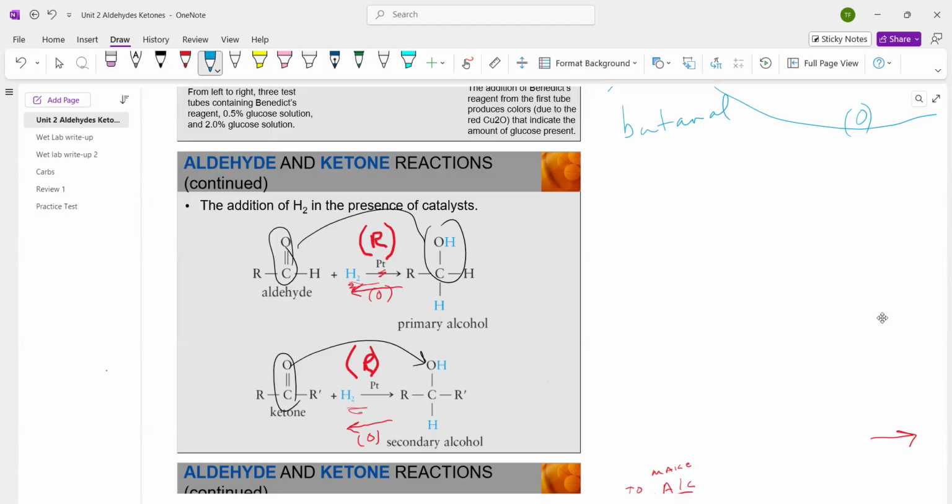So to reduce the aldehyde to its primary alcohol, we're going to take hydrogen gas and a metal catalyst, and it'll reduce the aldehyde to the primary alcohol. If we oxidize the primary alcohol, we end up with the aldehyde. Same with the ketone, it goes to the secondary alcohol, and we can oxidize it back to the ketone.